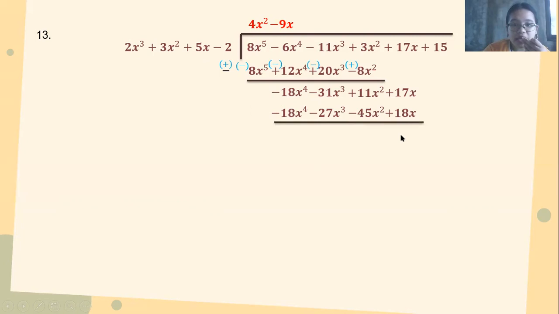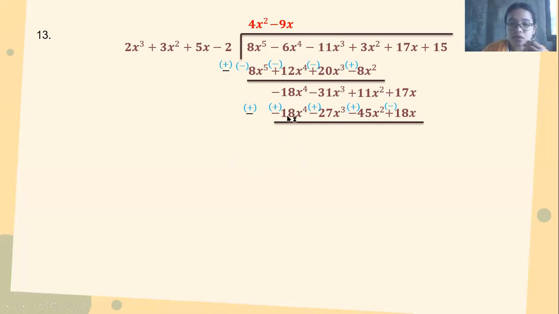Then subtract and change the sign of the subtrahend. We have negative 18x raised to 4 will become positive 18x raised to 4. Negative 27x cubed will become positive 27x cubed. Negative 45x squared will become positive 45x squared. 18x will become negative 18x, and the operation sign will change into addition or plus. Negative 18x raised to 4 plus positive 18x raised to 4 is equal to 0.